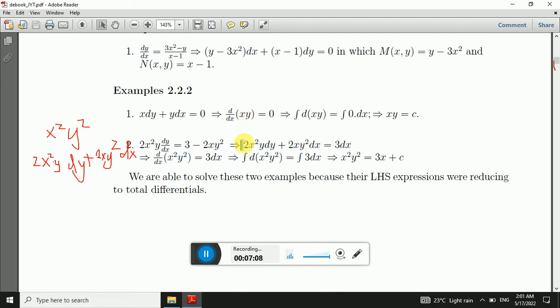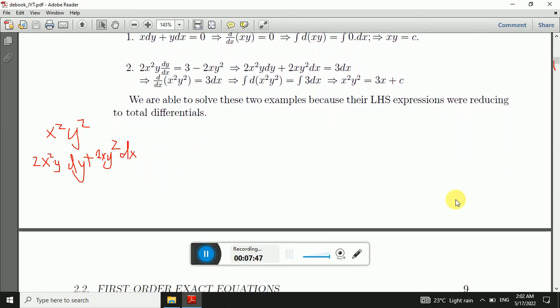Then this other function here, this one, okay, it's becoming stubborn. But this other function here, we are also able to write it as a total differential, and we say that the whole of it, this left hand side, can be written as d of x squared y squared. Okay, so using that property, we are able to find solutions to these two differential equations.